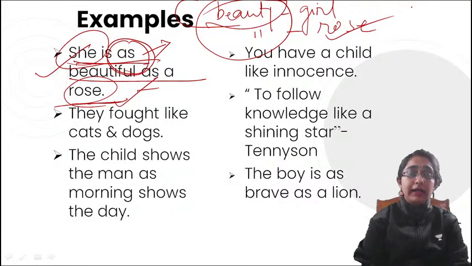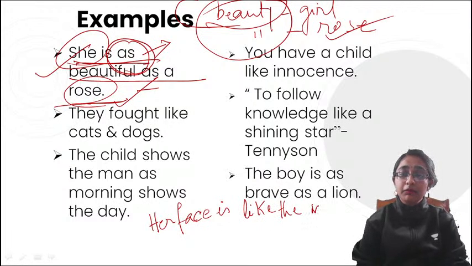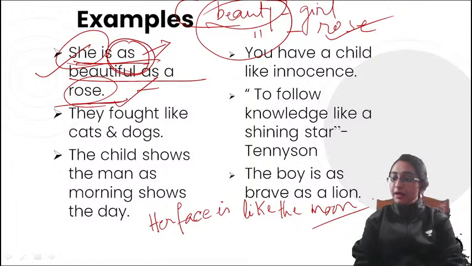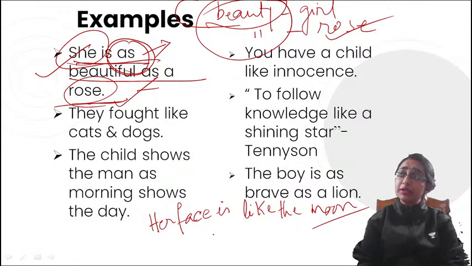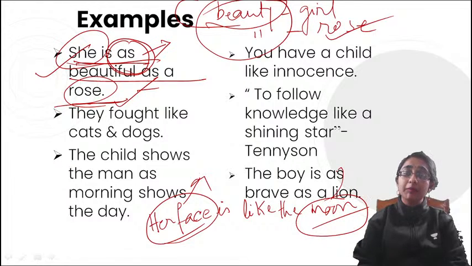Now, what are the other examples? If I say that her face is like the moon. Her face is like the moon. Here the point of comparison is also the beauty. The beauty of the girl's face is compared to the beauty of the moon. So here the point of comparison is also beauty, right?